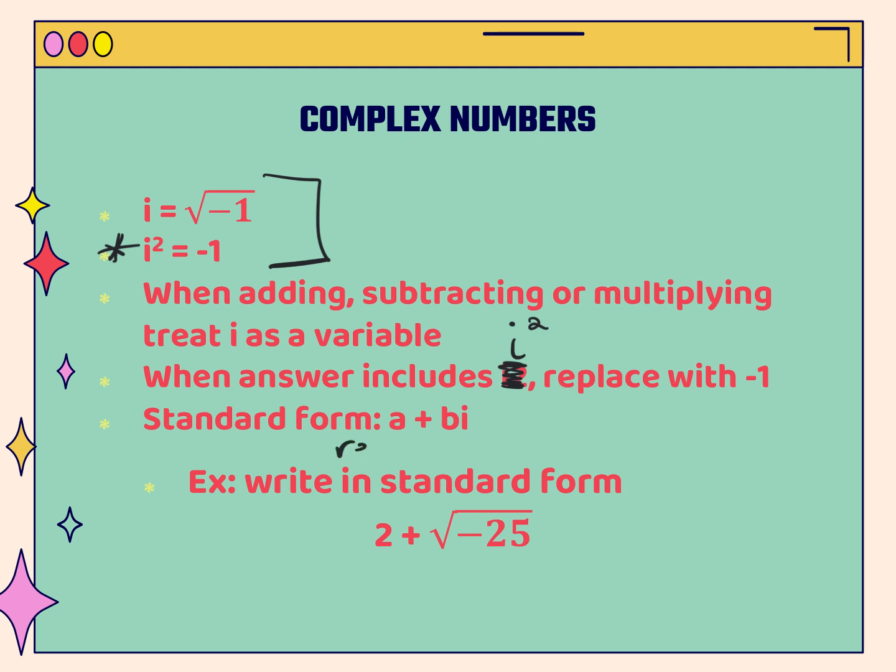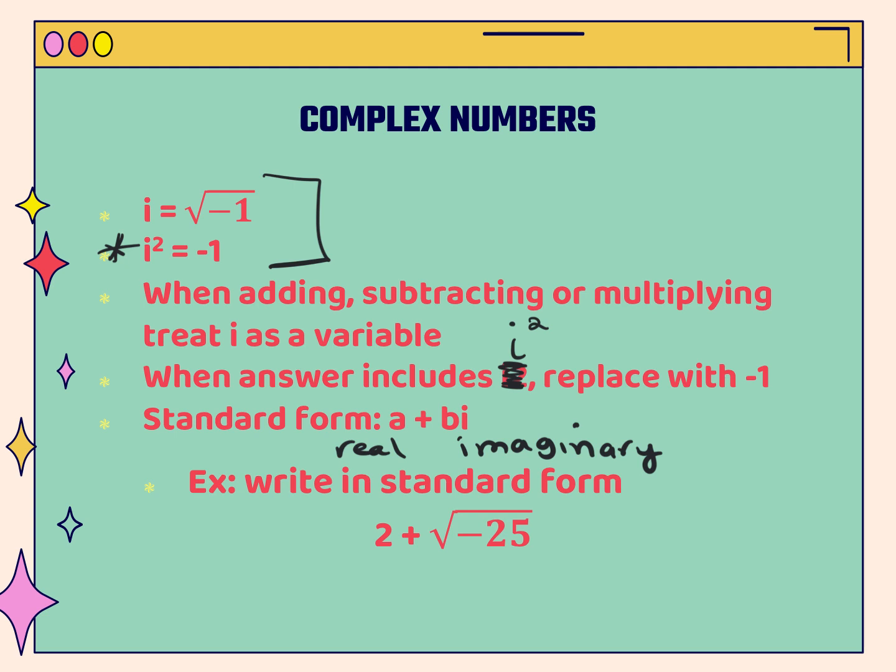The standard form of an answer is going to have a plus bi, where a is going to be the real part, and the bi is going to be the imaginary part of the answer. So it'll have an i next to a number.